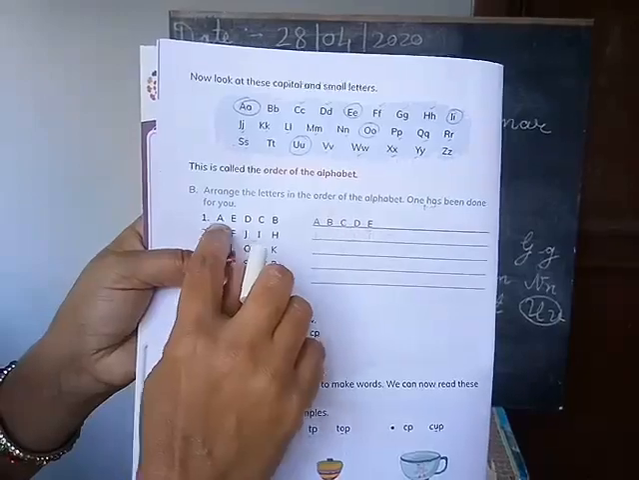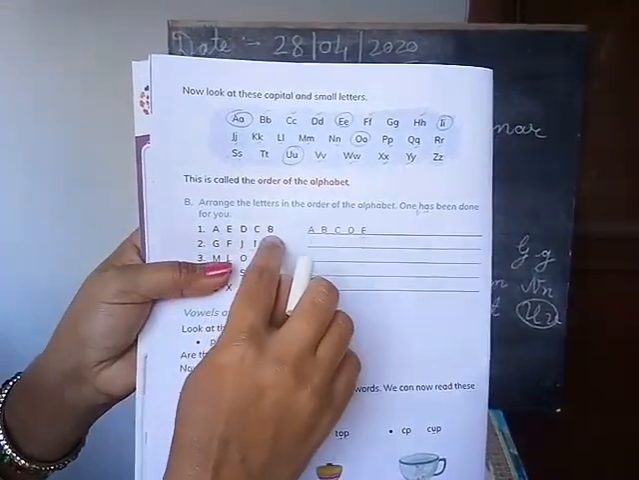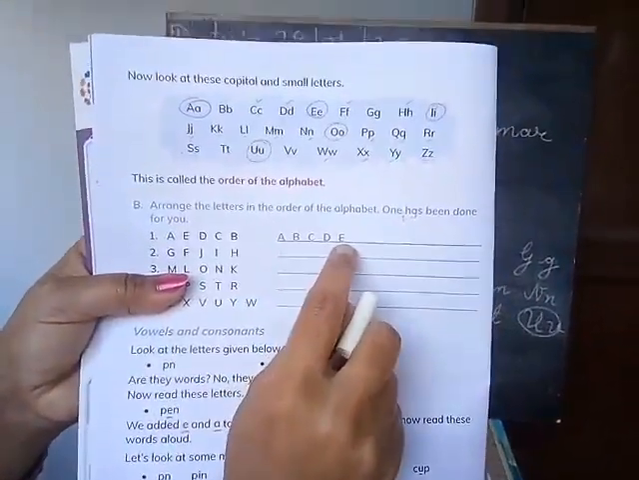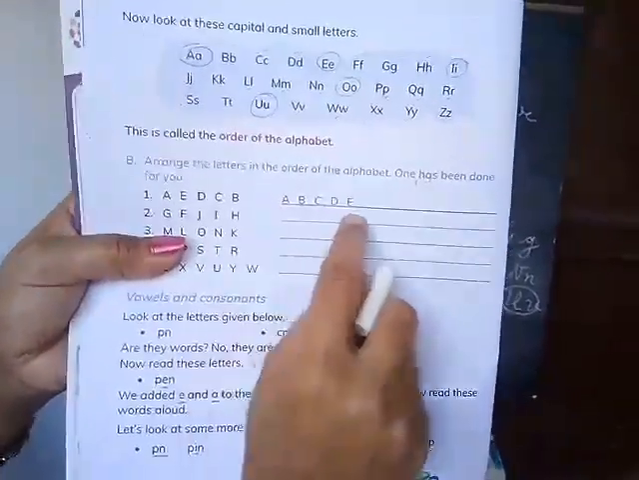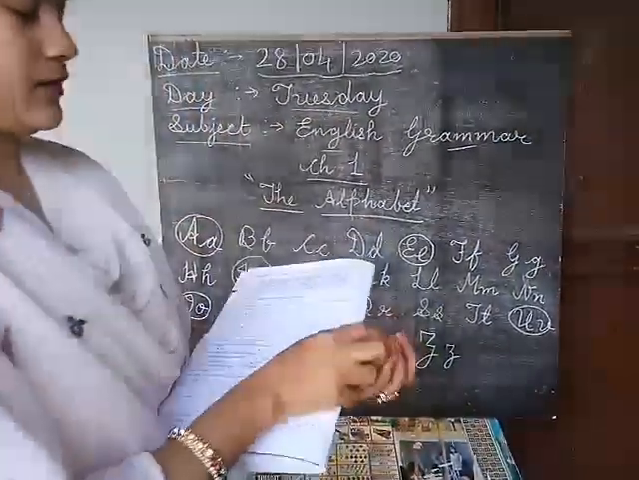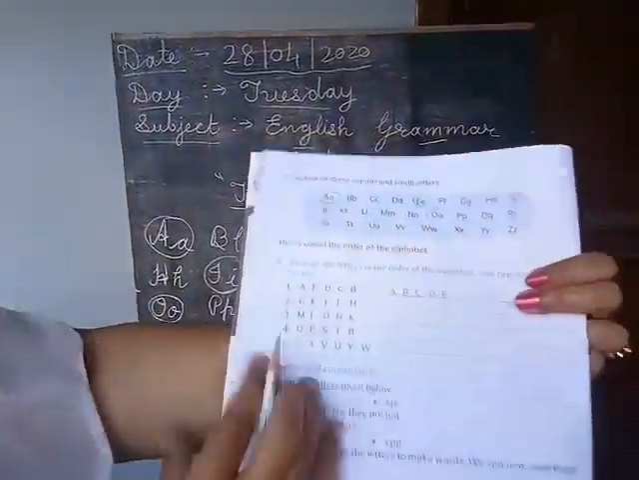See, the letters are given here: A, E, D, C, B. Now A, B, C, D, E. They have already been arranged: first A, B, C, D, E. Like that we can arrange these letters.